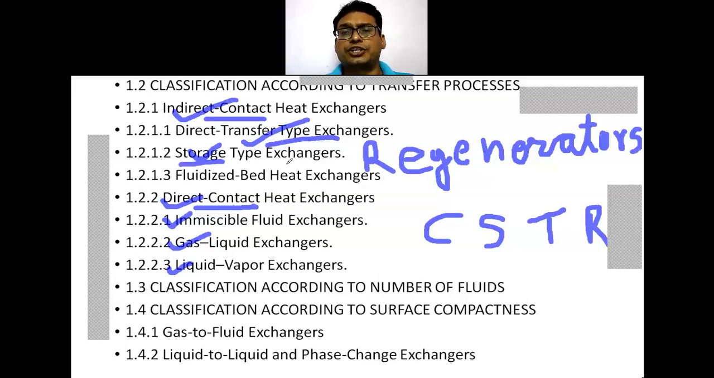These storage type heat exchangers are also called the regenerators. That means we are storing the heat. First, a certain solid block or solid mass is exposed to a hot fluid, and then it is exposed to a cold fluid. So the heated surface is getting regenerated. That is why it is called a regenerator type. And the direct transfer type is called the recuperative type.